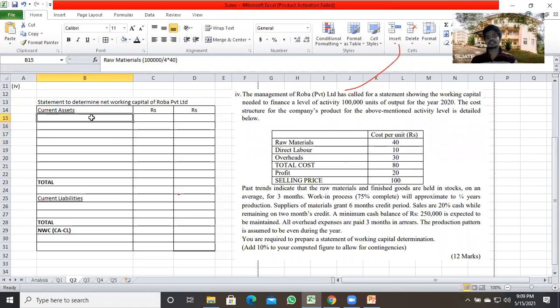Okay, let's do current assets. First, let's see about the raw materials. What is it saying about raw materials? Past trend indicates that the raw material and finished goods are held in stocks on an average for 3 months. මාස 3කට හරියන්න තියාගන්නවලු raw materials and finished goods.